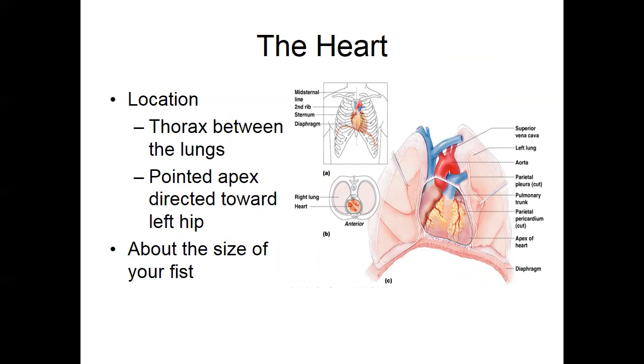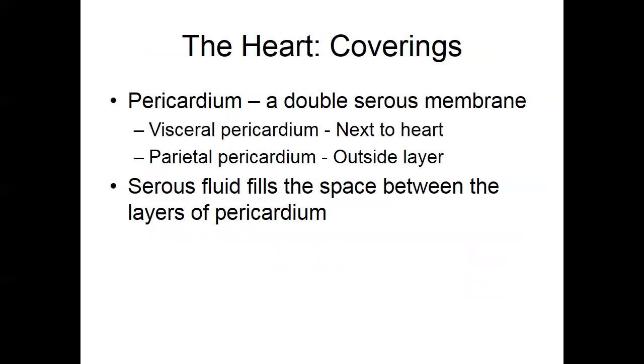It's generally about the size of your fist, in the thorax between the lungs. Coverings: the visceral pericardium is the visceral layer. Think of it as a layer affixed to the heart itself, and the parietal pericardium is the outside layer of the pericardial sac. There's a thin serous fluid membrane in between these that allows the heart to move and float in there.